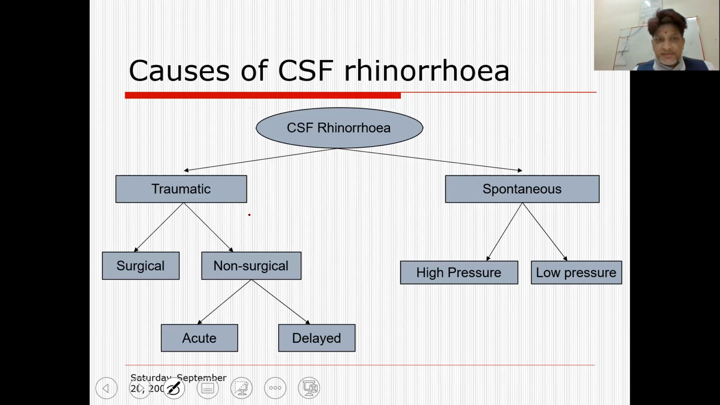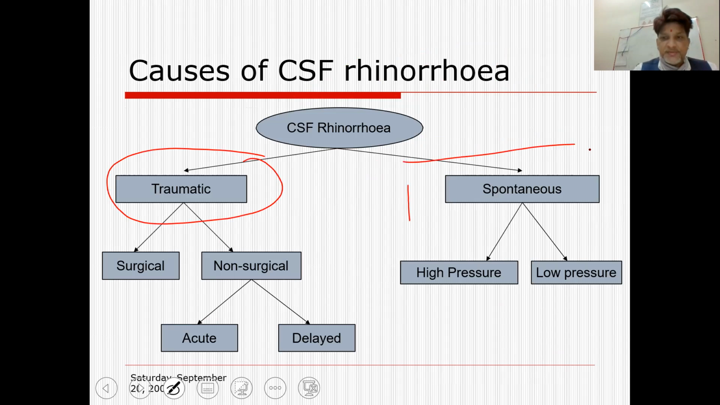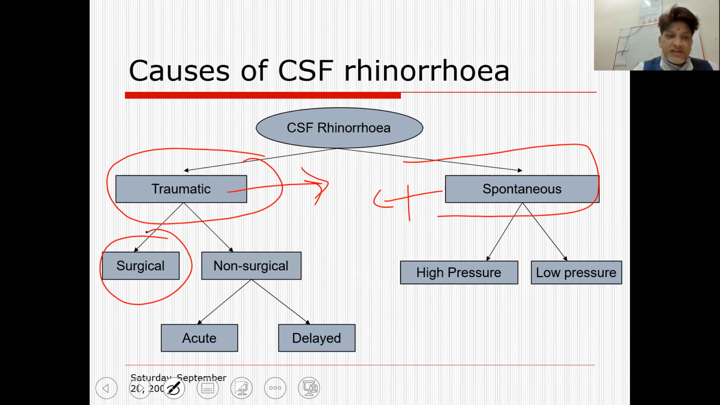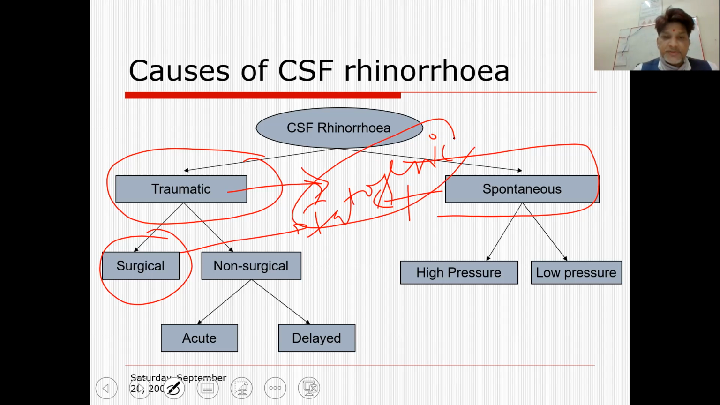So we have discussed the two types of CSF rhinorrhea. We have already discussed them in the previous class. The first one is traumatic, and the second one is spontaneous. Traumatic is a result of either surgical trauma, which is iatrogenic trauma, essentially associated with surgery or post-surgical trauma, and non-surgical traumatic, like in a case of a road traffic accident. So this is essentially a CSF leak which is associated with some kind of trauma.